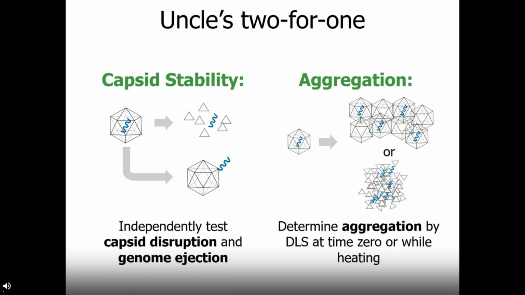On the right side of the slide, we'll talk about aggregation, which with Uncle's SLS and DLS capabilities, we'll be able to identify when aggregation occurs, which can be at time 0 before an experiment, where you want to check that your sample is monodisperse, and to know if you should go forward with your experiment. Or with SLS, you can see how aggregation occurs during a thermal ramp as a measure of the colloidal stability of your AAV.